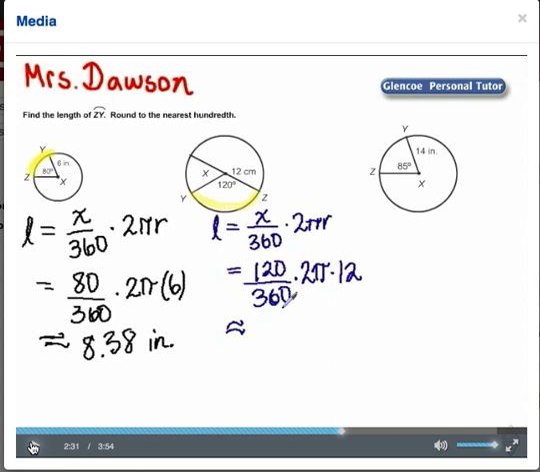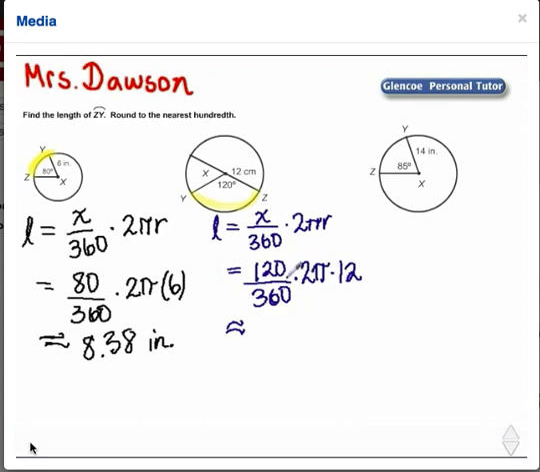But I'm going to continue with this video now. We'll take 120 divided by 360 and multiply by 2 times pi times 12, which is approximately 25.13, and our units in this case were centimeters.